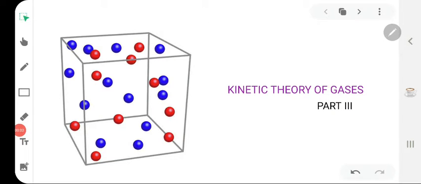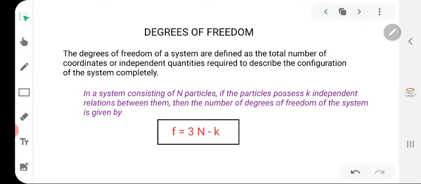Once again, I welcome you all to another video lesson. Today we shall be discussing some more topics from the chapter Kinetic Theory of Gases. Let's begin today's discussion with the topic degrees of freedom.